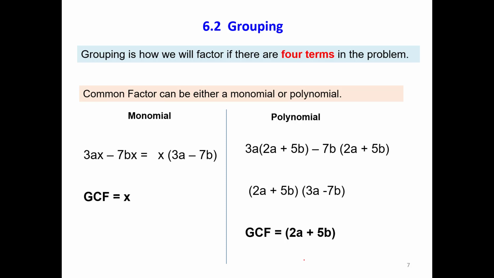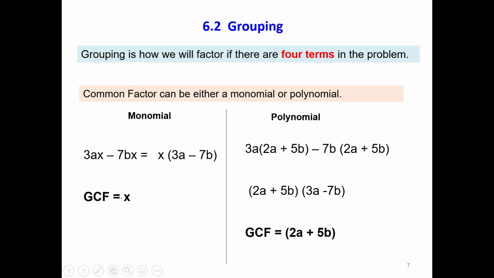Before going with this one, I want you to see the common factor. The common factor can be either a monomial or a polynomial. In our previous example, the common factor was always a monomial, like in this case. And in this case, what is the common factor? We had 3, 7. Then the greatest common factor is 1, because these two numbers are prime numbers. Then the greatest common factor is 1.